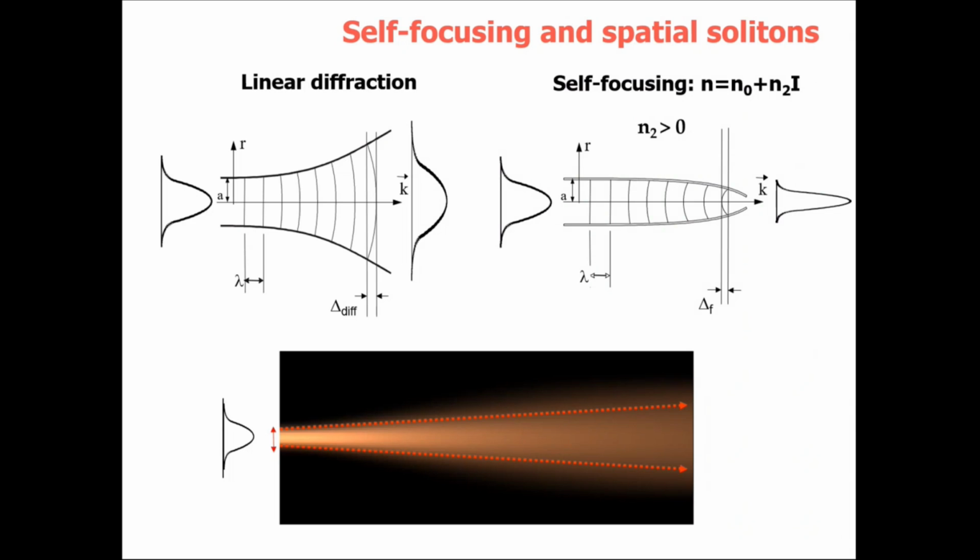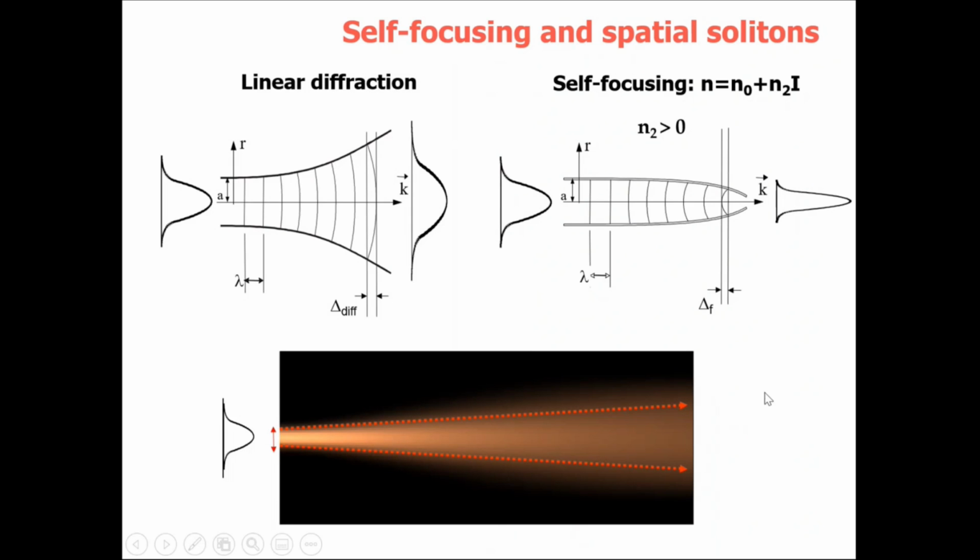So the linear diffraction on the left and the self-focusing convergence and focusing on the right could compensate at a certain energy level or power level. So if you have an intense enough light beam propagating in a nonlinear medium with such a nonlinear response, your diffraction will reduce.